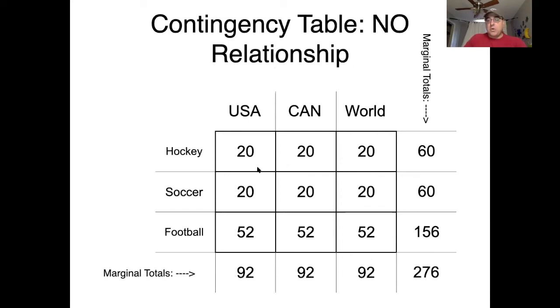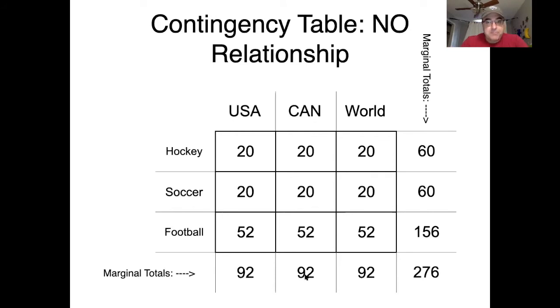If I know that you are a hockey fan, I do not have any better information than I did before about whether you're likely to be from the USA, from Canada, or from the rest of the world, because there are 20 people from each. Same thing for soccer, same thing for football. Just because I know you're a football fan, well, equal numbers of people like football from the USA, from Canada, and from the world. If I know that you're from Canada, that doesn't give me any more information than I had before about how likely you are to like football.